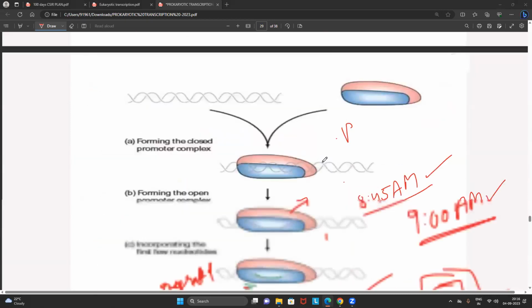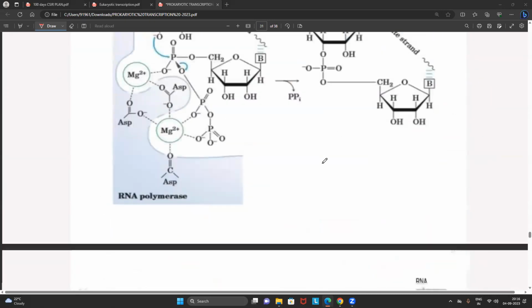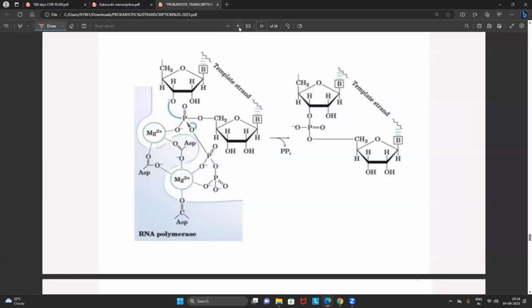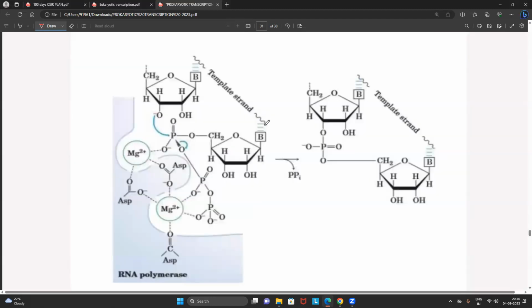Now, listen to my words. I hope all the students remember the mechanism of action is the same. Mechanism never ever changes. There is always a fixed mechanism because addition of nucleotide is common. So this is the first nucleotide having sugar, base, and three phosphate groups. You know it. Same here: the second nucleotide, sugar, base, and another three phosphates. All the students look into this.